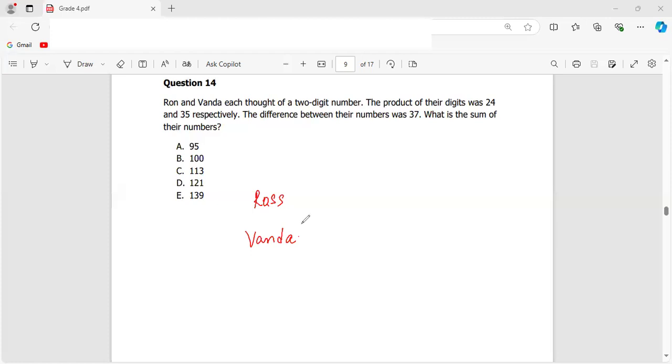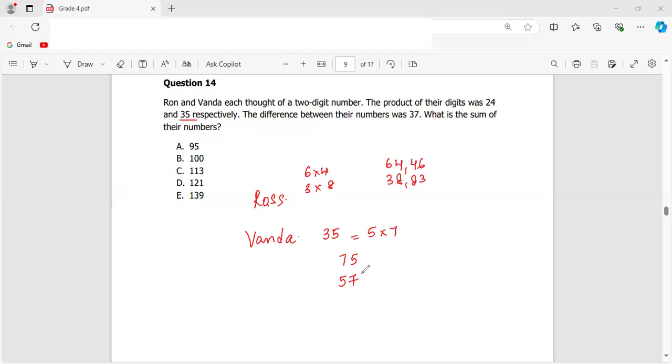Now, whenever they're talking about product, like for example 35, what 2 digits will give me a product of 35? 5 into 7 or 7 into 5. So the numbers could be 75 or 57. Similarly, what could be the numbers that give me a 24? It could be 6 into 4 or 3 into 8. So the possible numbers that I'm looking for are 64, 46, 38 or 83.